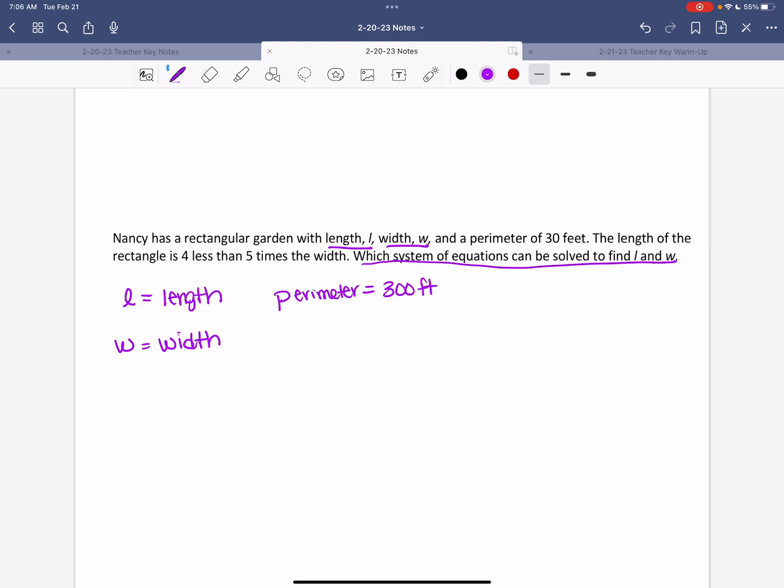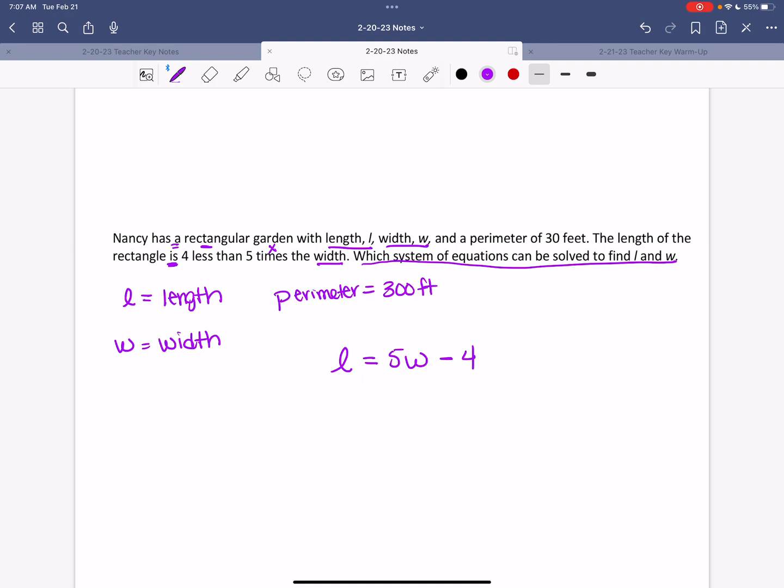Now, just like you're reading it, the length of the rectangle is, so this word is another word for equals, 4 less. So 4 less means subtraction, so it's minus 4 something. 5 times, this means multiplication, so 5 times the width. Again, 4 less, which is minus, 5 times the width.